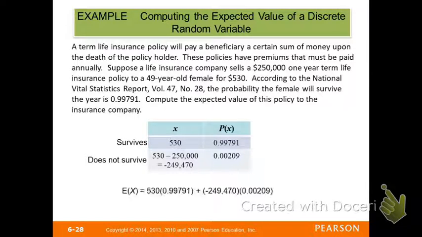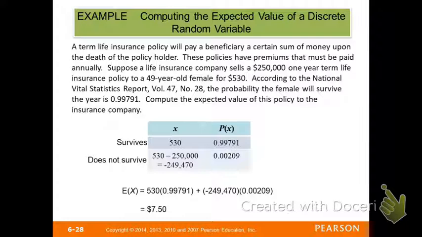So they're going to make $530 if the person survives, and they're going to lose $249,470 if the person dies, and that gives an expected value of $7.50. So using these probabilities, they count on profiting $7.50 per customer if they sell a large number of these policies. If they sell 1,000 of these policies, they're going to make $7,500. If they sell 10,000 of them, they're going to make $75,000.